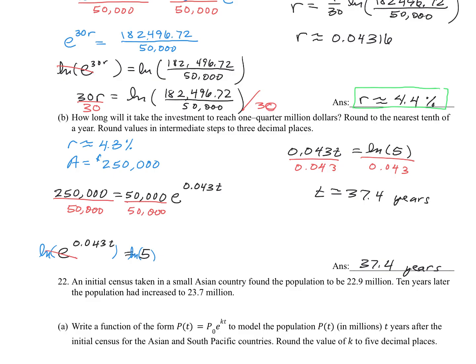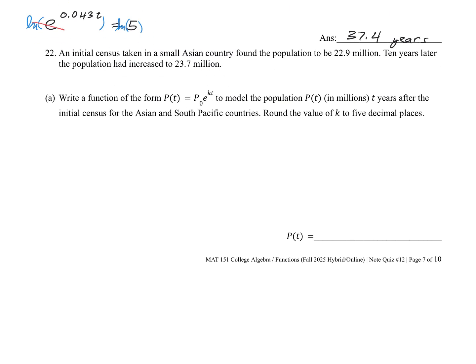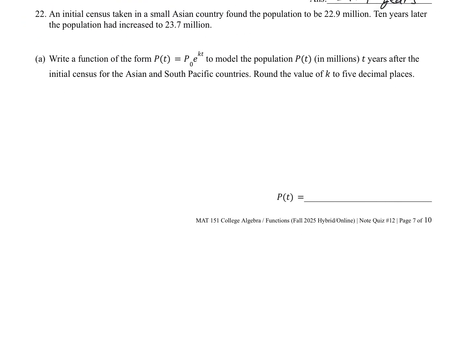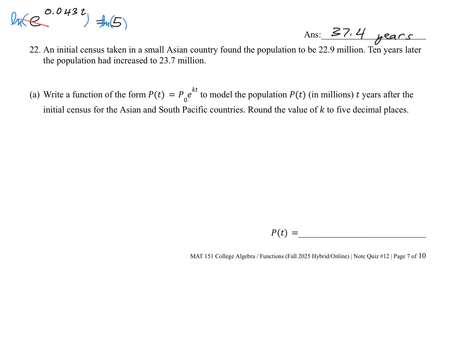All right, so let's move on to the next problem, and this is a population growth problem. In this problem here, we're going to have the comparison of an Asian country at two different periods in time. In the start of time, it's going to be 22.9 million people living there, and then a census is taken 10 years later, and the population's grown to 23.7 million people.